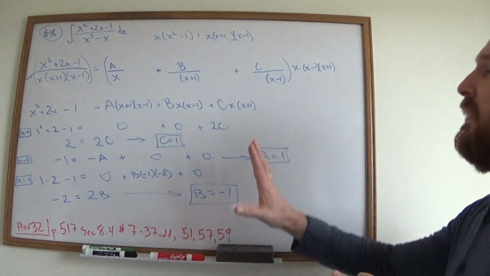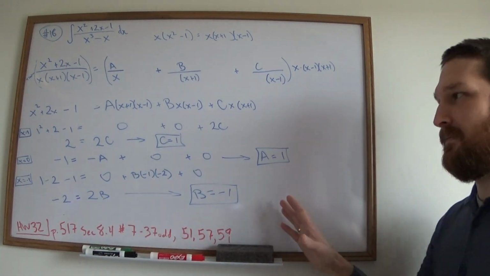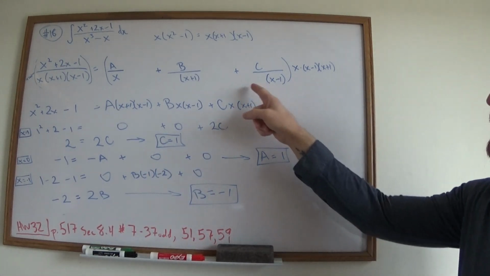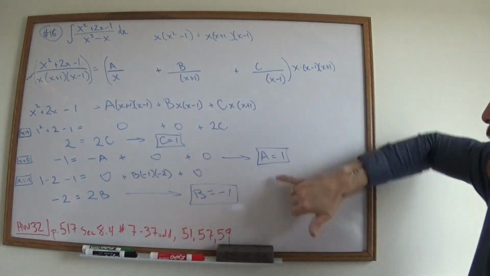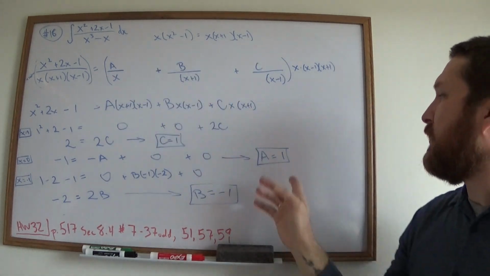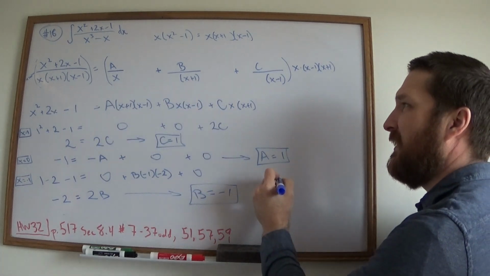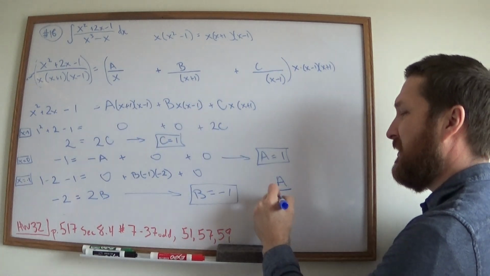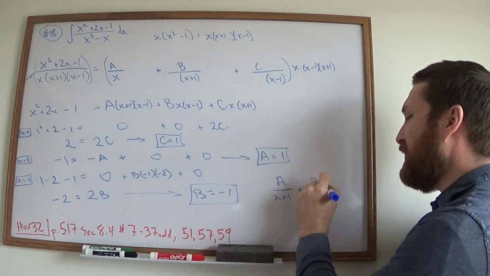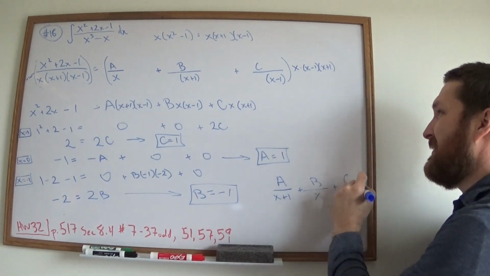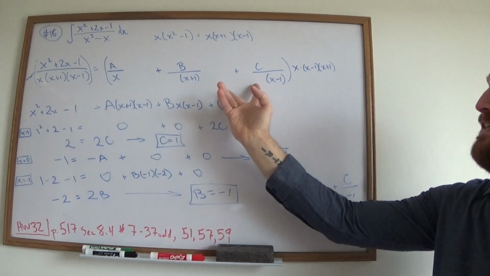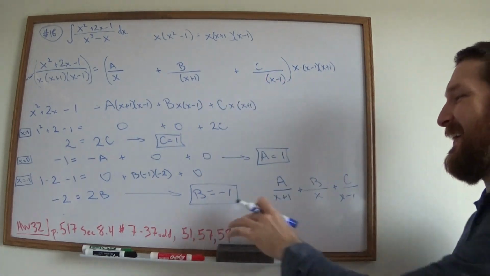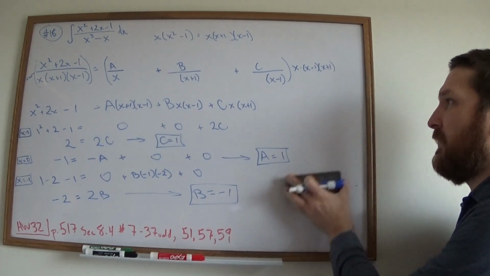Okay, so it's going to really help you as you do this to have this somewhere on your page. Because if you forgot all about this, and you go, okay, so A is, wait a minute, which one did I put first? And so you might think that A goes with the x plus 1, that B goes with the x, and that C goes with the x minus 1. Please refer back to what you did here. Otherwise, your life's going to get really hard.